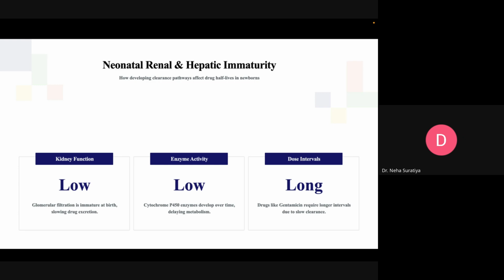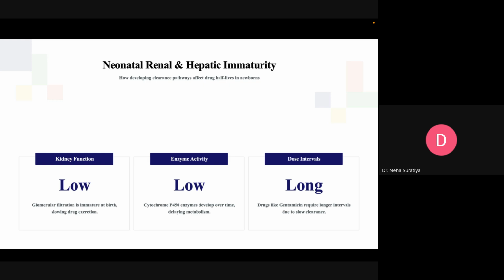So this slide explains the clearance, guys, which is half of the story of dosing. It will tell you. So very first is kidney function. Kidney function is extremely low in case of neonates. Glomerular filtration is very immature. Drugs stay longer in the body because clearance is less, right? Because this glomerular filtration is immature, drugs can stay longer in the body, right?